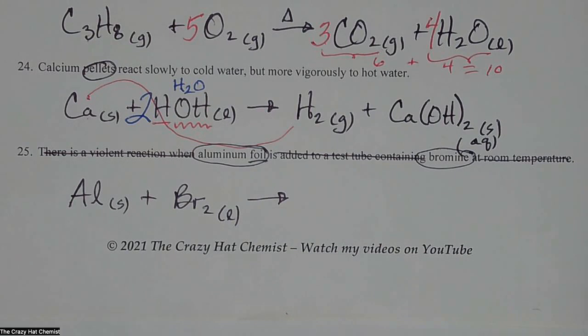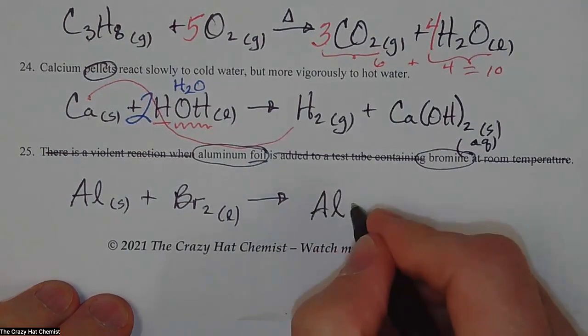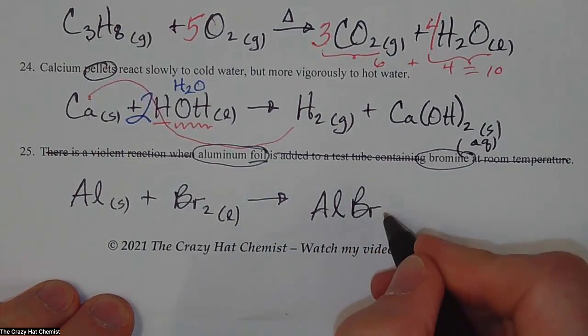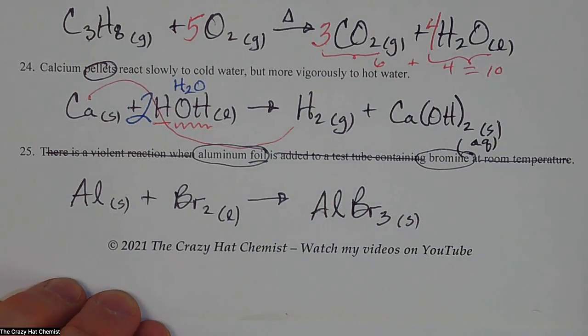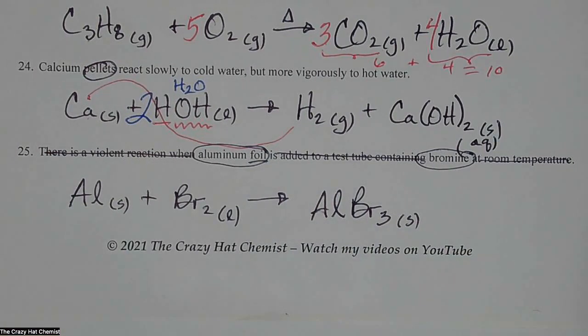So aluminum on the periodic table, for its periodic trend charge, is a 3+. Bromide is a 1-. So I'm going to get aluminum bromide, AlBr3, and this is going to be a solid, because there's no water. It's liquid bromine. There's no water, so I'm not even looking at solubility rules here. Okay, I got 2 bromines and 3 bromines.